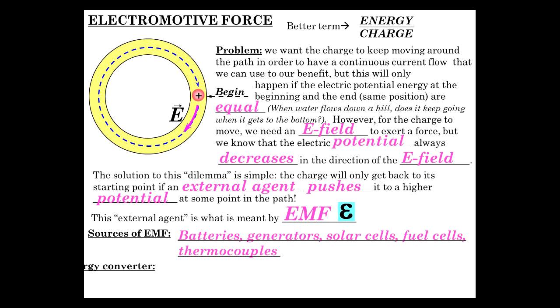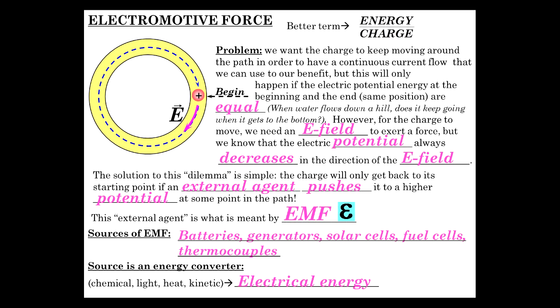You're familiar with some of that. And the source, those energy sources are just energy converters. They take chemical, light, heat, kinetic, and they convert it into electrical energy. So it's electrical energy that's manifested in our familiar electronic devices. So how does that EMF work and relate to other aspects of the circuit? Let's investigate that just a little bit more.